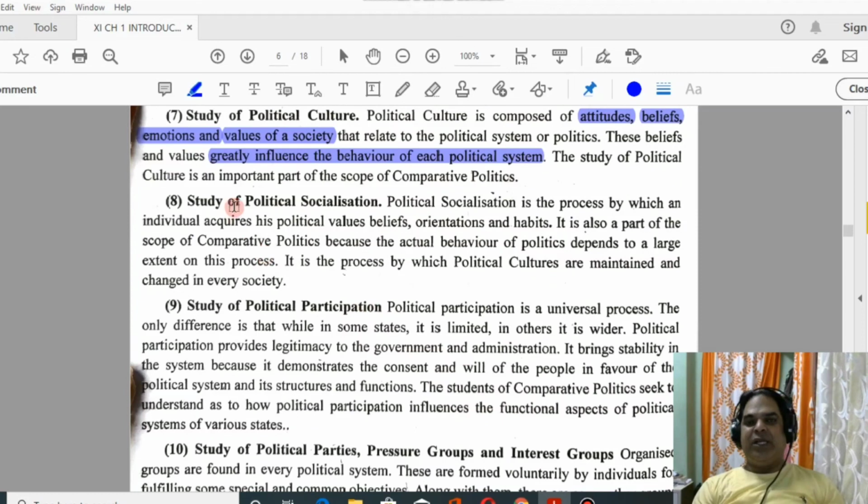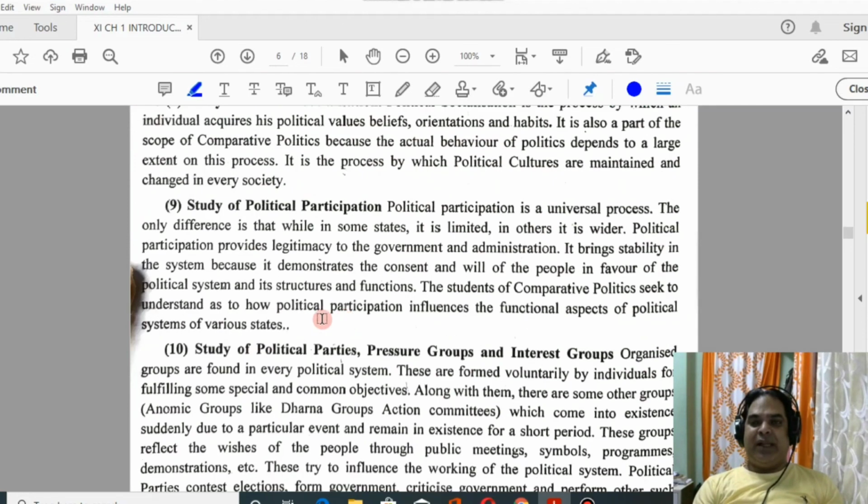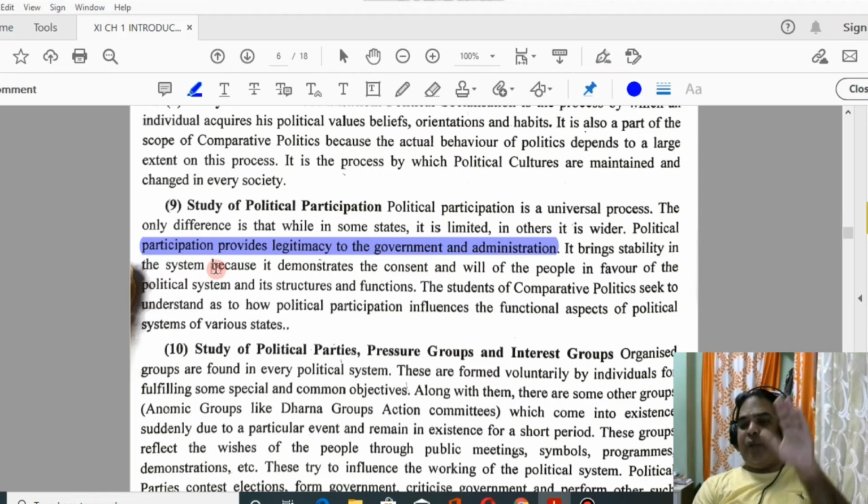Now, the study of political socialization and the study of political participation: how people participate. Political participation provides legitimacy to the government and administration. It brings stability to the system. How are we related, how do we join the government, how are we a part of the government, how do we make the government successful, how are we involved with parties and party politics? That continues as a legacy, my dear.